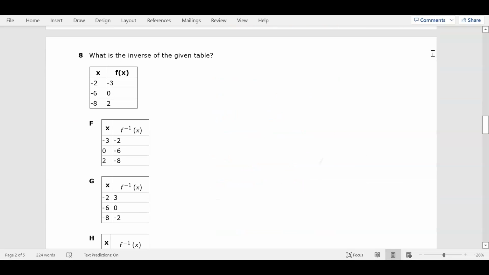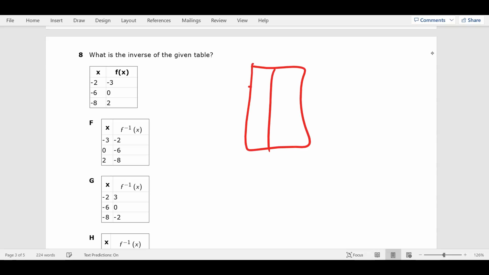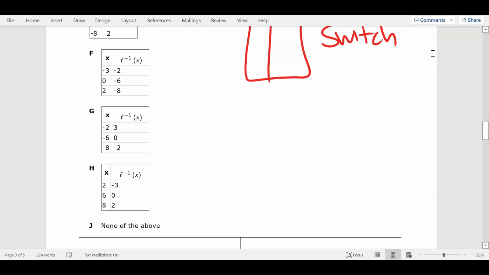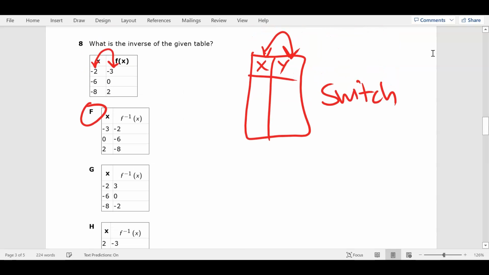Number 8. If I have a table, again, a table of x and y, what am I going to do? I'm going to switch x and y. So if I switch this, negative 3, 0, and 2 will be on x, and the only one I see is letter F. Negative 2, negative 6, negative 8 are on the y, so that's a good answer.